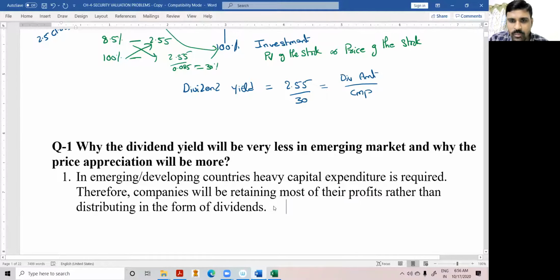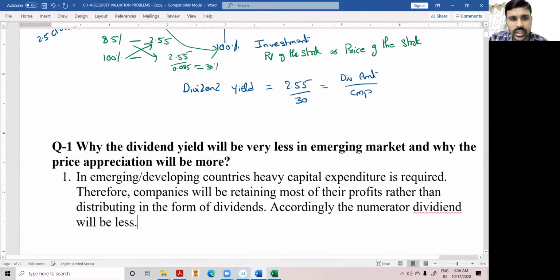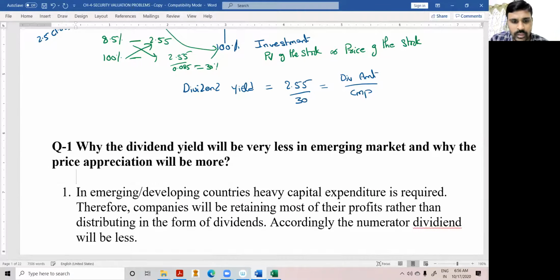So in the formula, accordingly, the numerator dividend will be less. In our formula, the numerator is the dividend. Okay, that will be less. In the formula, the numerator will be less.